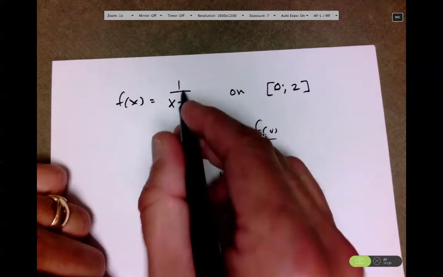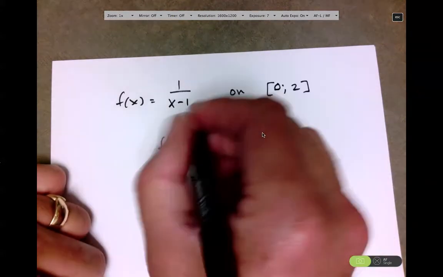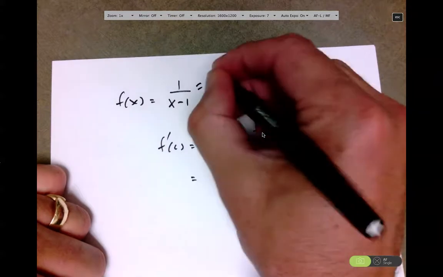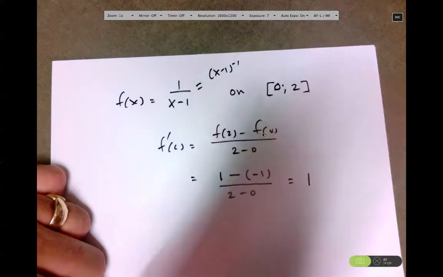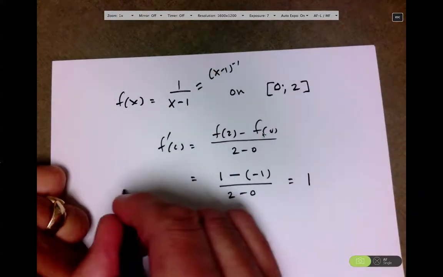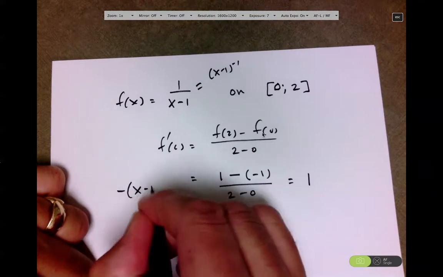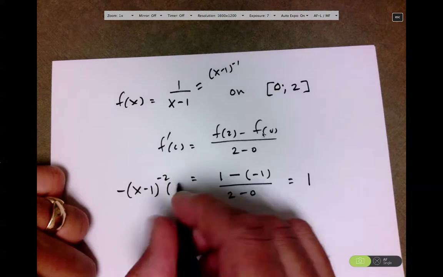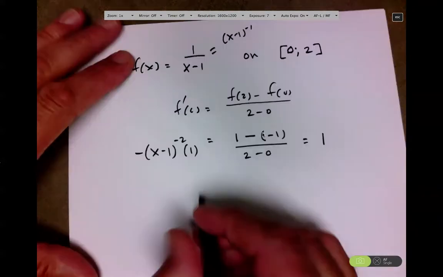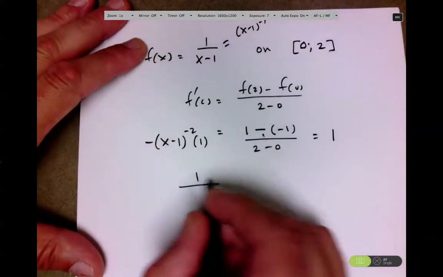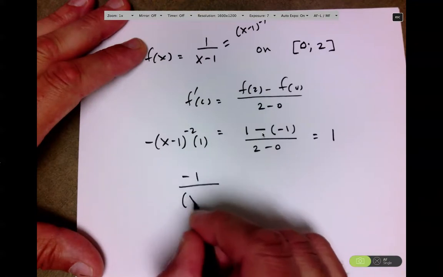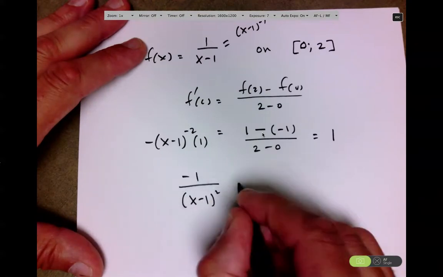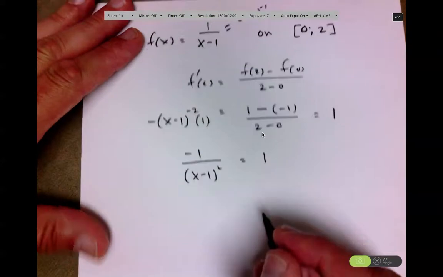And then the derivative of this, if we think of that as x minus 1 to the minus 1 power, the derivative of that's going to be negative x minus 1 to the negative 2. And then if you apply the chain rule, the derivative of x minus 1 is just going to be equal to 1. So we're going to end up with negative 1 divided by x minus 1 squared. And we want to know, where is that equal to 1?